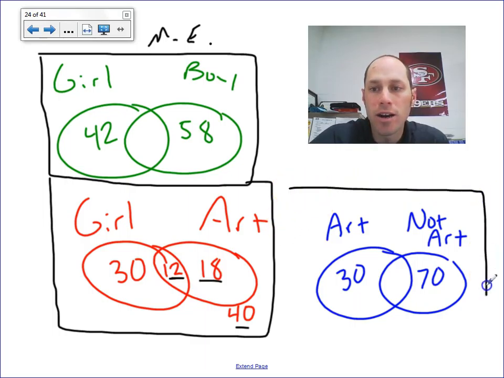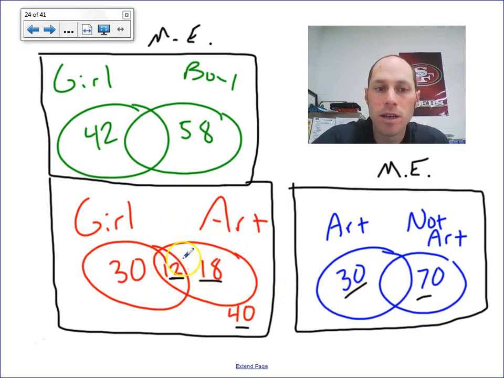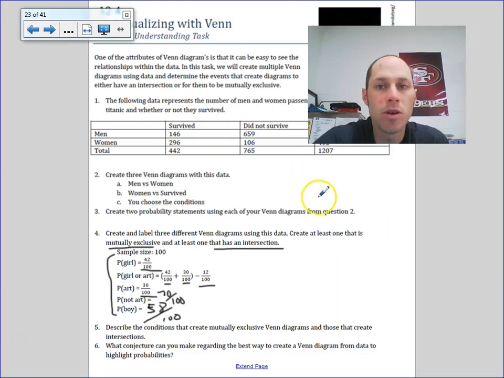And then art versus not art is another mutually exclusive one. You're for art or you're against it. You can't be both, so it's one or the other. So 30 for art, and then 70 not. So maybe you create a different Venn diagram, but those are the three that I made.